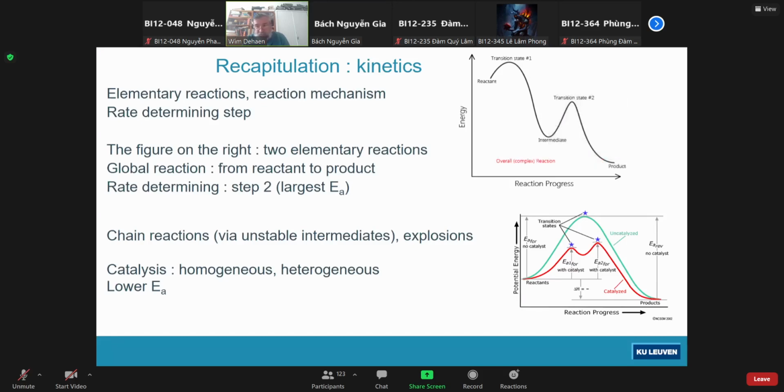As you can see, the energy of the reactants and the products is not changing. So that means the same amount of free energy will be generated as a result of the process. So that's not influenced by the catalysis. The only thing that is influenced is the speed of the reaction.